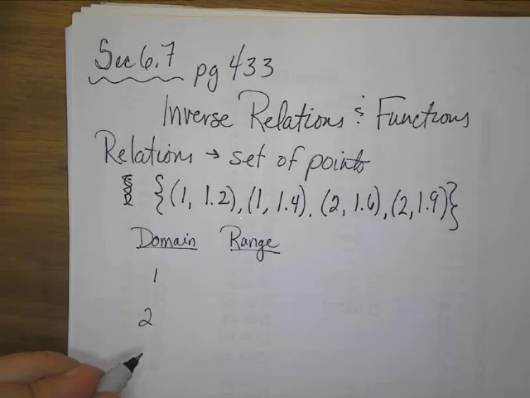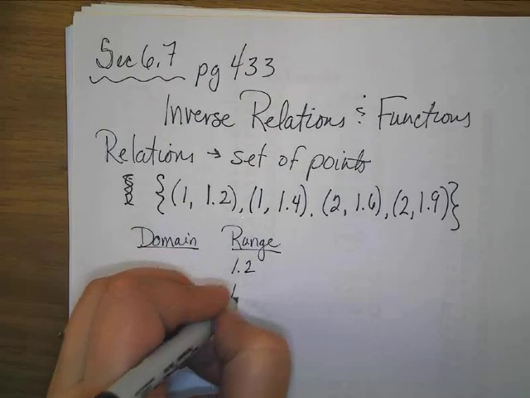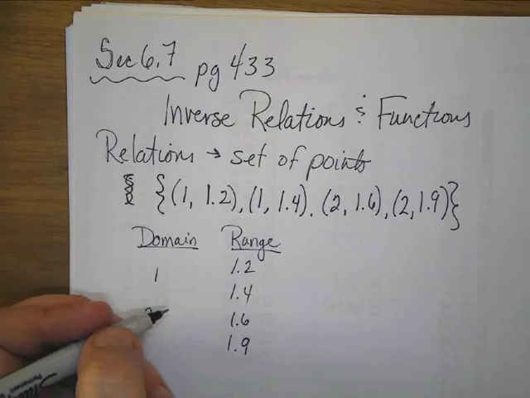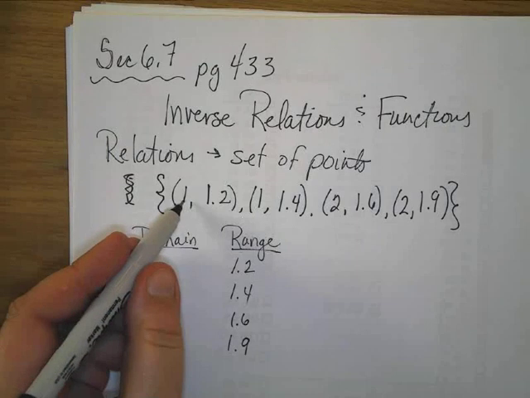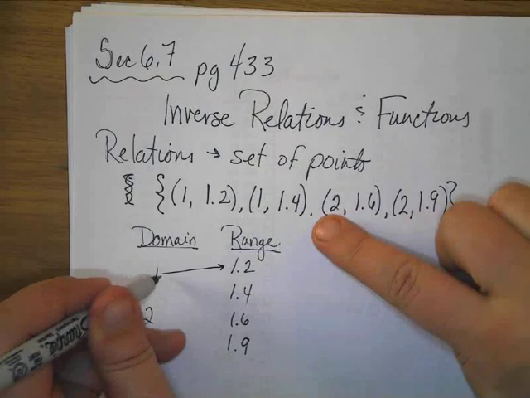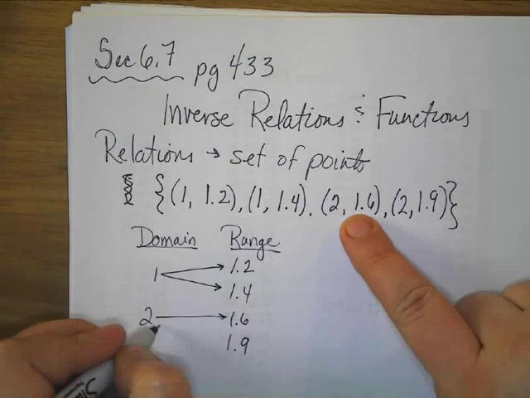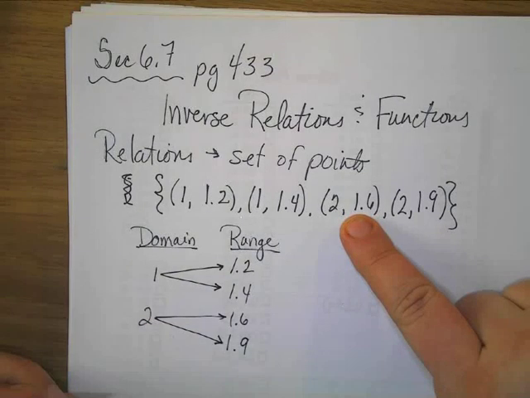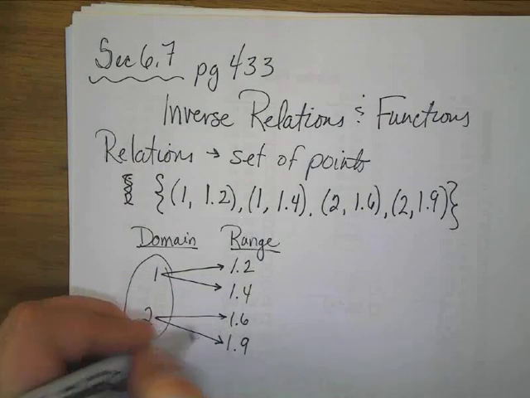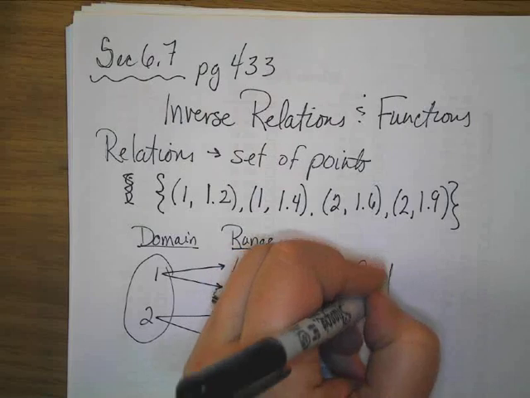Just list them once. And now let's list our y values. 1.2, 1.4, 1.6, 1.9. And then we draw arrows. So this x value, what does this x value go to? 1.2. Goes to 1.2, and then it also goes to 1.4. Problem. And then 2 goes to 1.6 and 1.9. So do you see how the x values went to 2 y values? That means not a function.